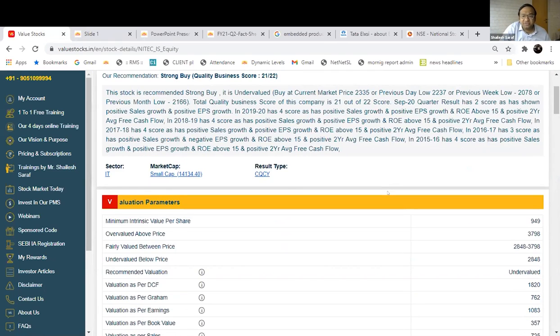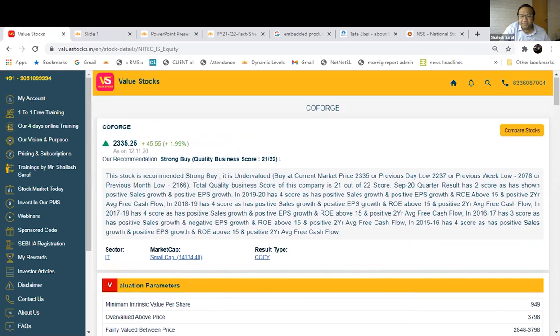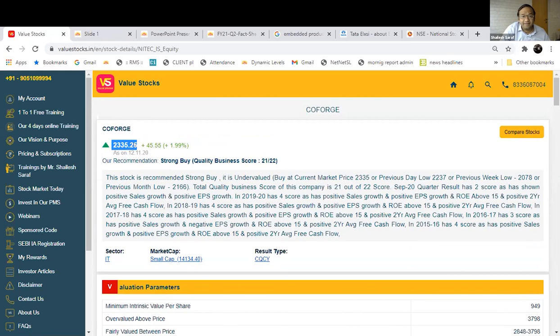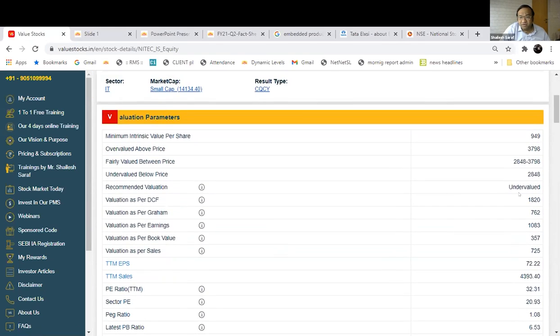So right now it is showing Coforge is 2300 and Coforge is undervalued right now. Right, sir. So valuation does not come from the price. We calculate the valuation from discounted cash flow, Graham, earnings, book value, and sales.